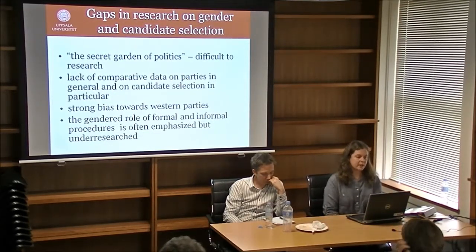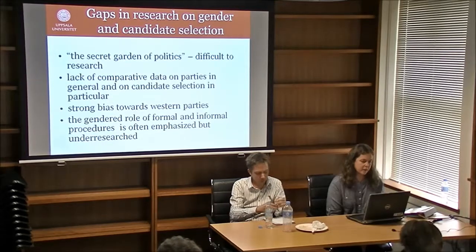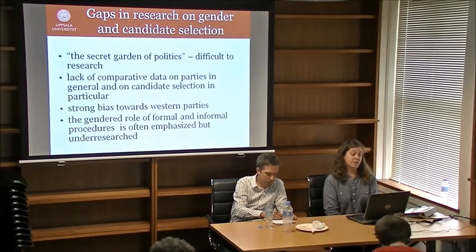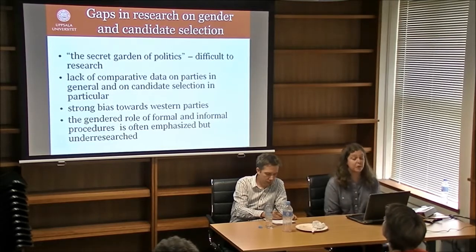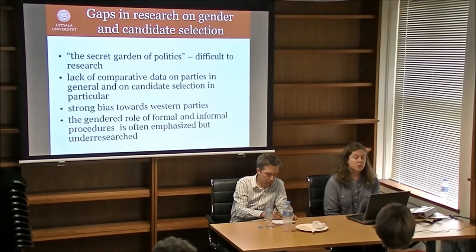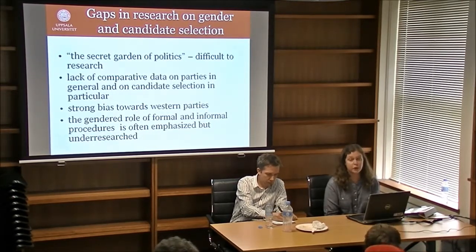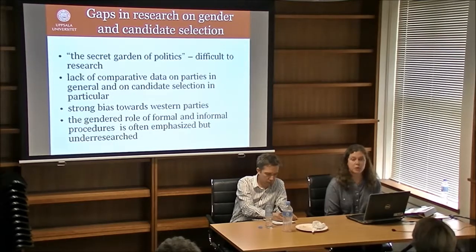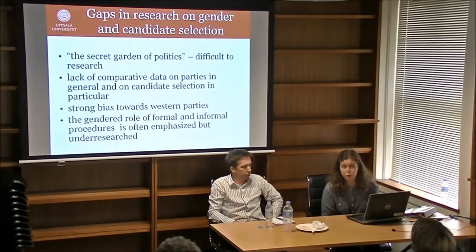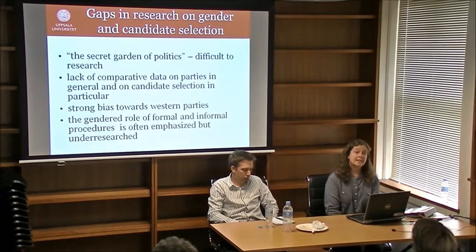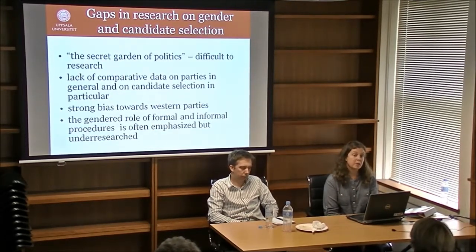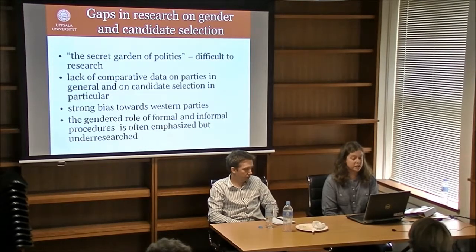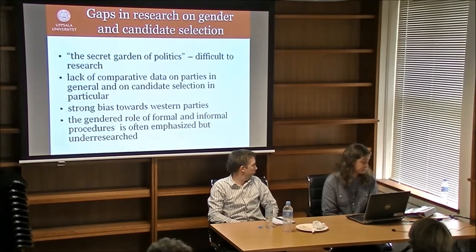But some of the gaps that got us going have to do with the fact that this thing called candidate selection is still often referred to as the secret garden of politics. It was called that in the 1980s, and it's still very much true. It's difficult to research because the processes are ones that political parties generally don't want people to know too much about. Very central decisions for the political parties have to do with who they consider to be a suitable candidate. So although there are formal regulations, there are a lot of other things going on as well.